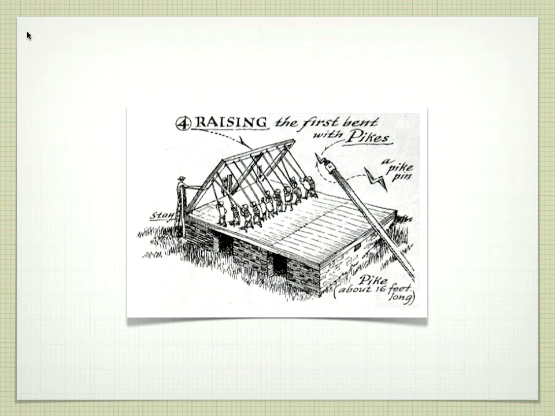So this is raising the first bent. And a bent is basically this frame. So there's our frame, there's our frame. There's actually two frames in this, and overall together this is called a bent. You're lifting them up with what's called a pike, because in this day and age, they didn't have cranes to come in and lift your bents up into place. So you're going to use these pikes, and a whole bunch of people are going to come and lift that particular bent into place.